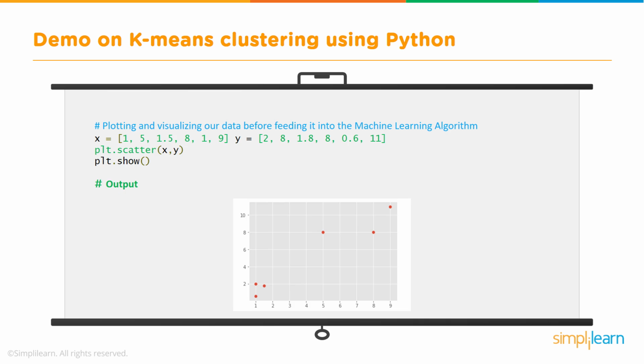Once we've done all our imports, we want to go ahead and set up some data to play with. So we're just going to take some random numbers in this case, and I'm going to set x equal to 1, 5, 1.5, 8, 1, 9. And we're going to set y equal to 2, 8, 1.8, 8, 0.6, and 11. Now remember, the 1 and the 2 go together, so it's x1, y2, x5, y8. And then when we do a scatter plot of that, you can see it puts a nice little set of dots across our graph. You have a nice output of it.